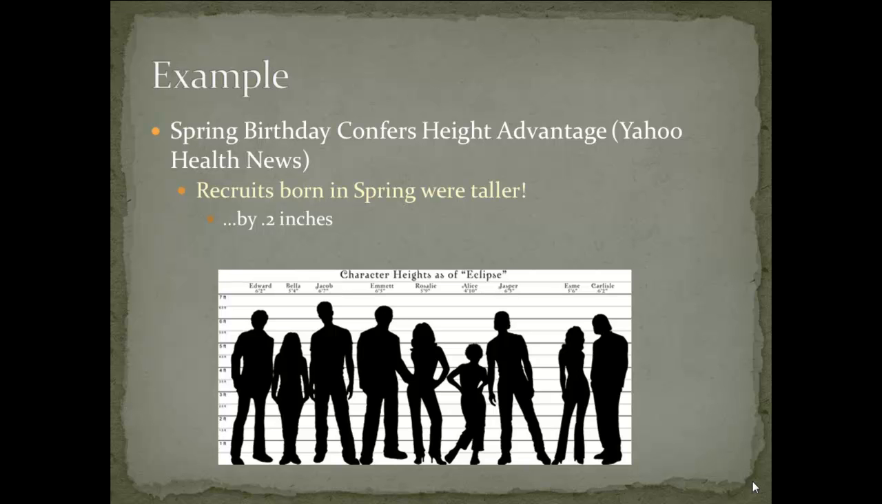Well, when you get down to it, how much taller were they? It was a 0.2 inch difference between those born in spring and those born at other times of the year. Personally, I cannot tell a 0.2 of an inch difference by looking at two people standing side by side. To me, that's not a big deal. So practical importance is very important in interpreting study results.